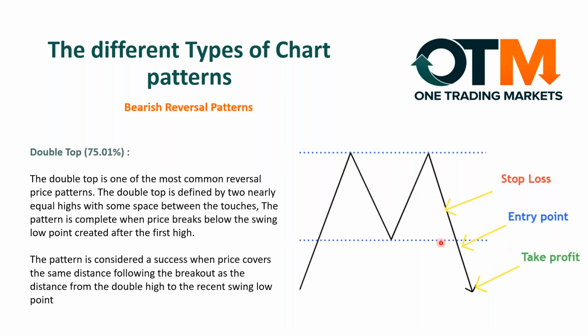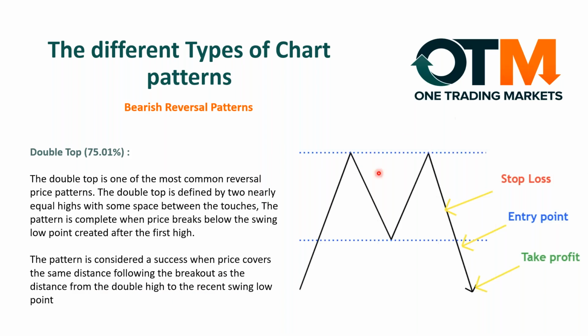This is what we call the neckline, after creating the first high. So the pattern is considered a success when the price of the market covers the same distance following the breakout as the distance from the double high to the recent swing low.